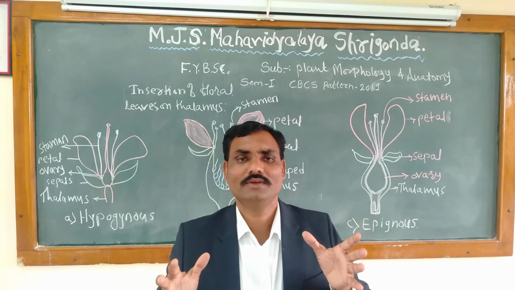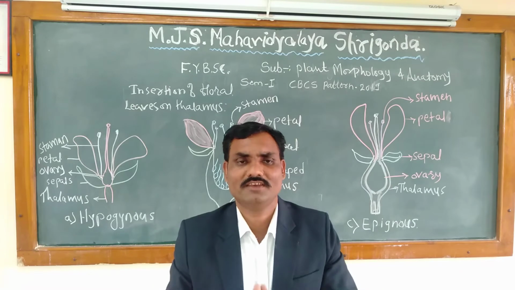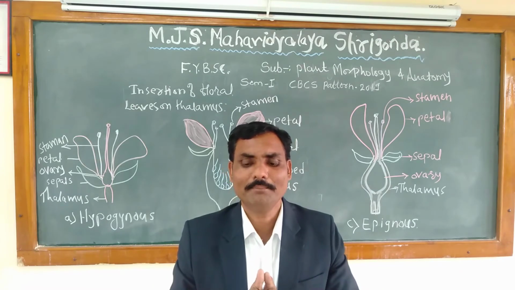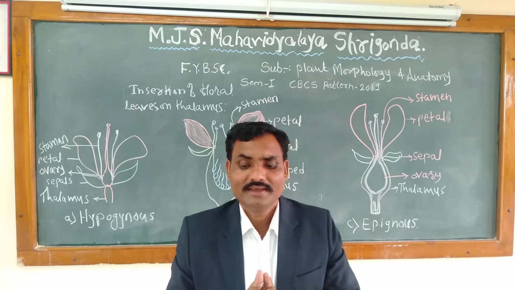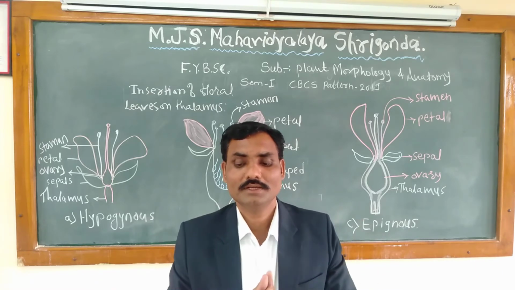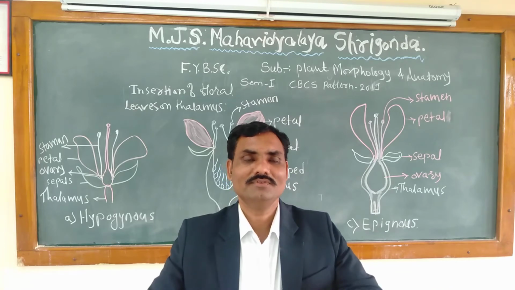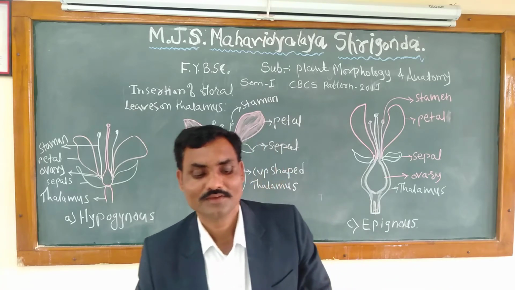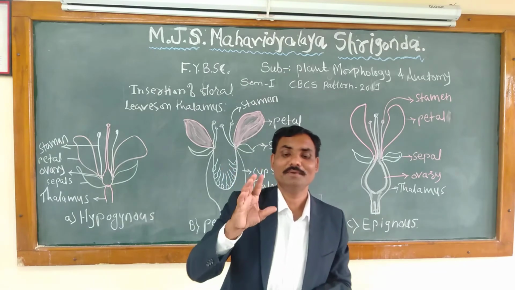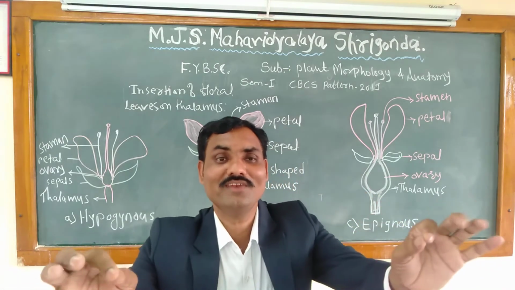Listen very carefully. When we cut the flower by an imaginary axis, what will happen? It becomes two equal parts. Such a radially symmetrical flower is called an actinomorphic flower.